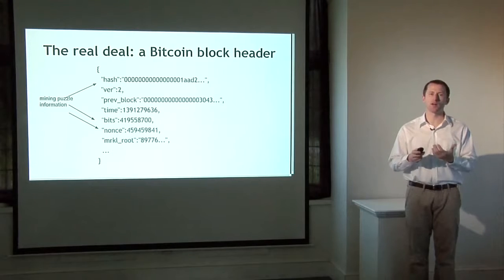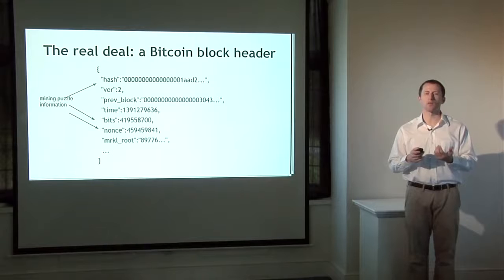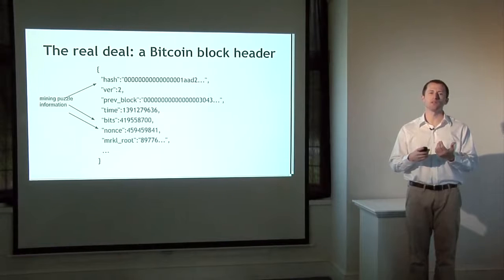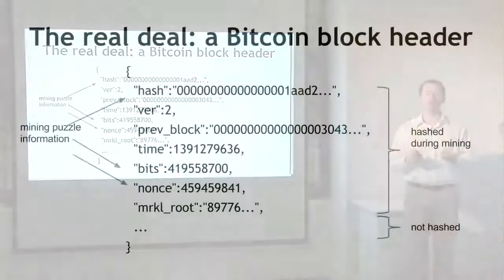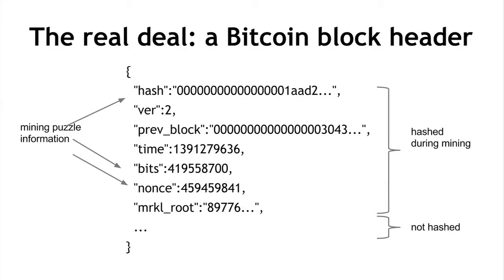There's a nonce that miners can change. There's a timestamp. There's an indication of how difficult this block was to find. That's all stored in the header. And the important thing is that the header is the only thing that's hashed during mining. So to verify that chain of blocks, all you need to do is look at the headers. And the only transaction data that's included in the header is that one root of the transaction tree. So that's this Merkle root parameter.